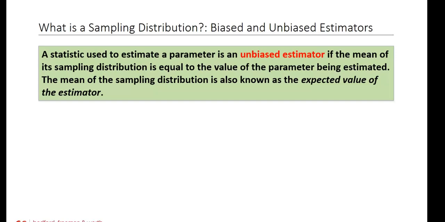So a statistic can estimate the parameter. Again, that's what we're doing. But it's an unbiased estimator if the mean of the sampling distribution is equal to the value of the parameter being estimated. We actually did an example in the last lesson where we saw that the mean of those four heights, which is the population parameter there, was equal to the sampling distribution mean. If you average those, that mean was the same.